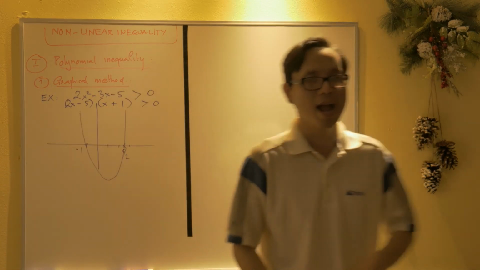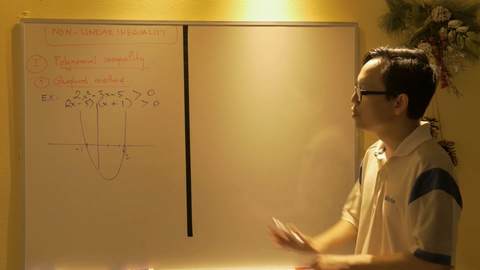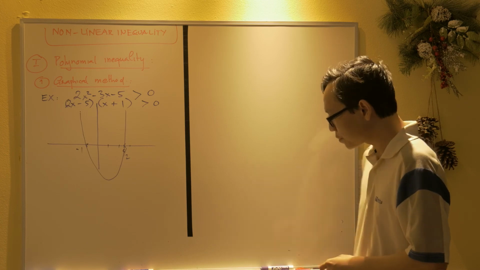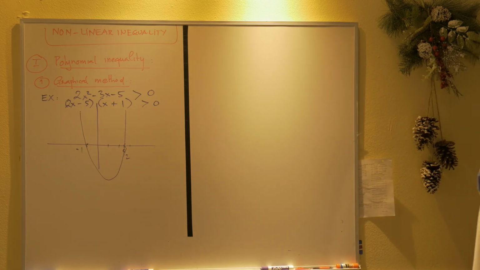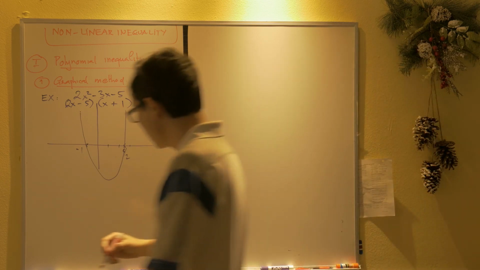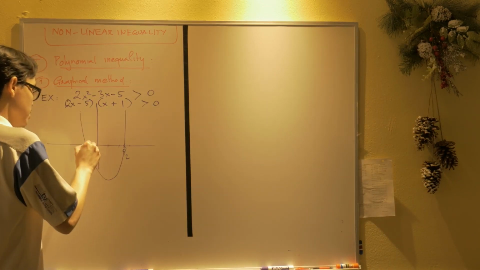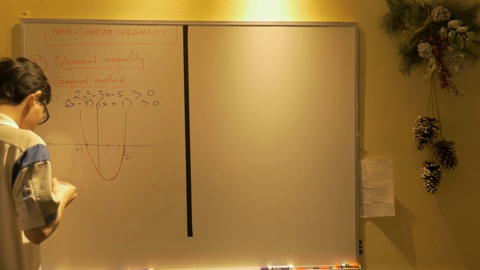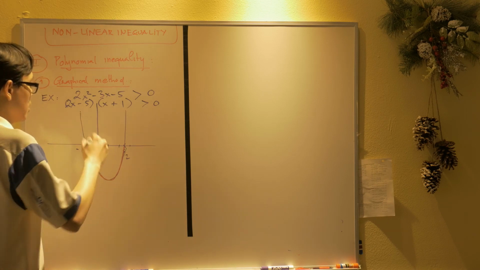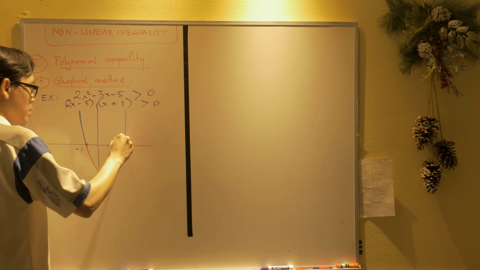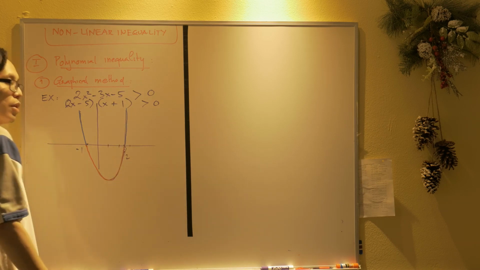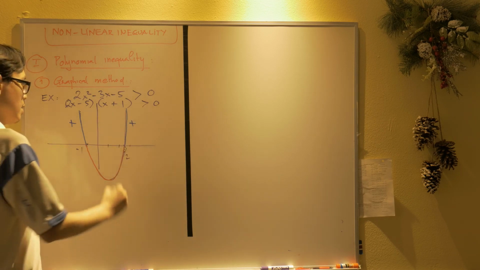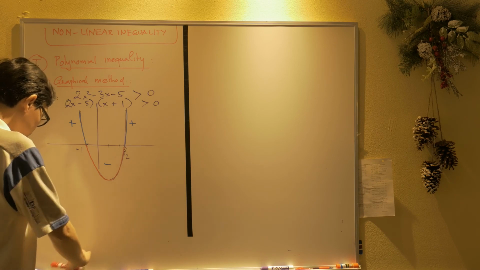Okay, it doesn't have to be perfect, but we need to know how it looks. We know it opens up, and if you investigate the graph, you see that the bottom part over here is below the x-axis. So the part I color in red is below the x-axis, and the two parts I color in blue are above the x-axis. If it's above the x-axis, I put the plus sign, and if below the x-axis, I put the minus sign.